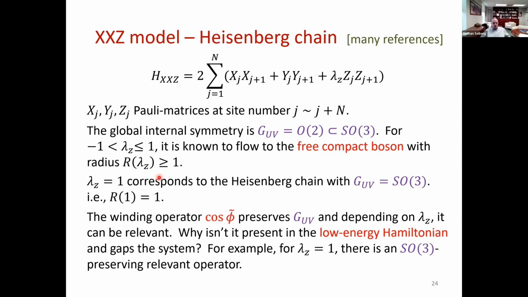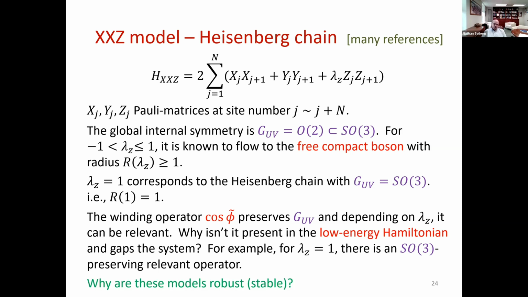Specifically for R equals 1, which corresponds to lambda Z equals 1, this operator is relevant, and it preserves the UV internal symmetry. So we could ask, why isn't there at lambda equals 1 an SO3 preserving relevant operator? In terms of the WZW model at lambda equals 1, there is an operator invariant under the diagonal SO3 whose dimension is a quarter. So this operator is very relevant. It's invariant under the UV internal symmetry. And yet it is there in the spectrum, but it's not there in the low energy effective Lagrangian, and therefore it does not gap the system.